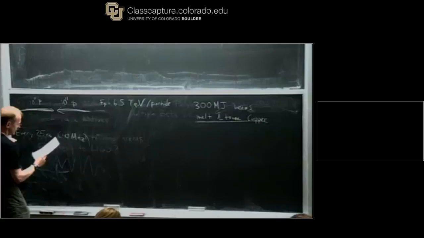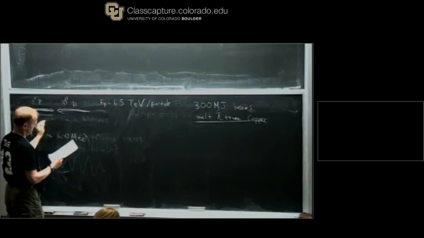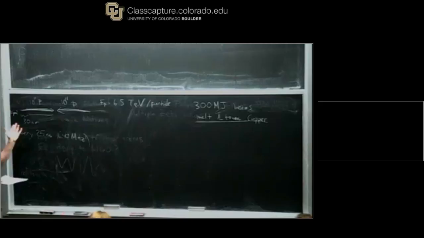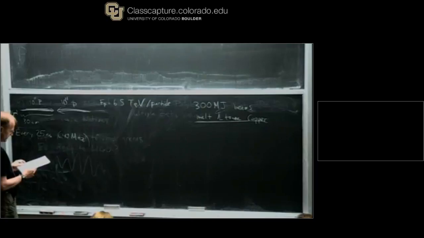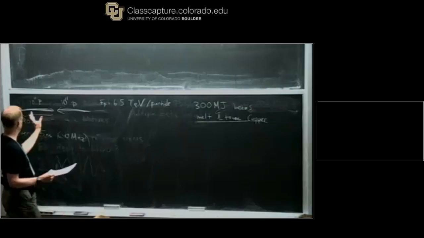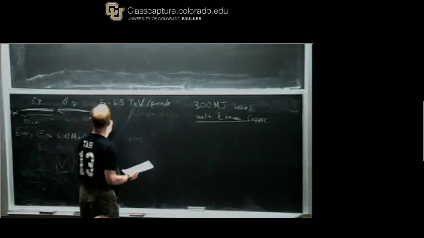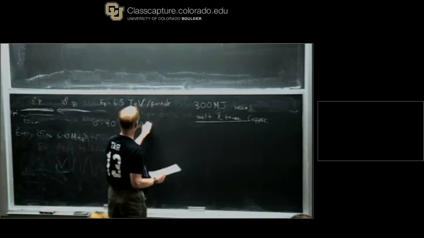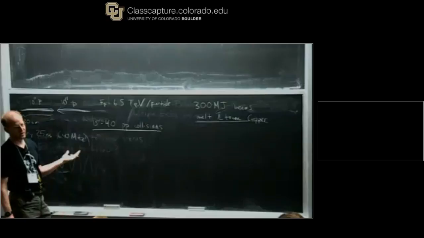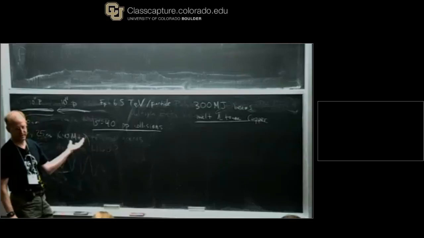The rough size of these beams is about 15 microns this way and maybe 30 centimeters long. And these beams are so intense, never mind the total amount of energy, that every time two of these bunches cross, you don't just get one collision, you get 15 to 40 pp collisions every beam crossing. Now, all of these collisions are boring, except maybe sometimes one of them is interesting. But they're still there. They're polluting your detector.